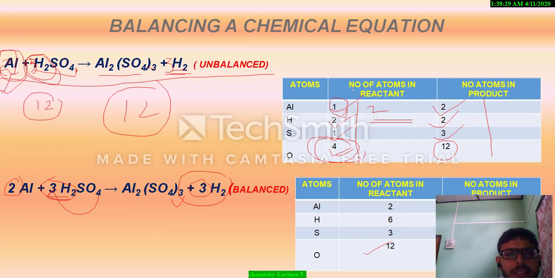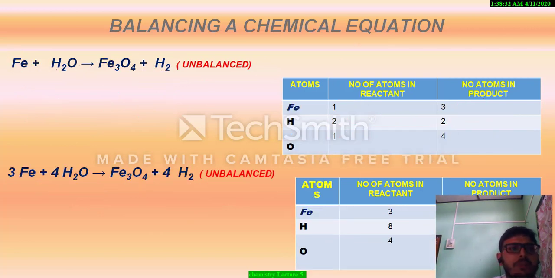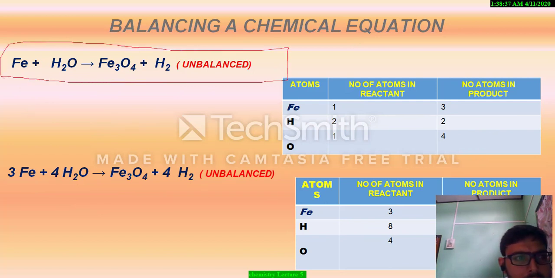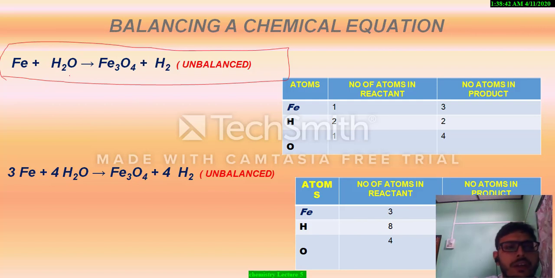So let us understand by taking another example, that is iron plus water gives you ferric oxide plus hydrogen gas. Iron 1 atom on this side, hydrogen 2 atoms, and oxygen 1 atom. On this side there are 3 atoms of iron, 2 atoms of hydrogen, and 4 atoms of oxygen.